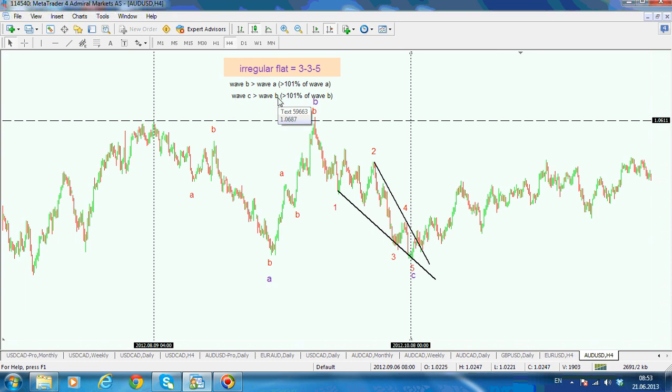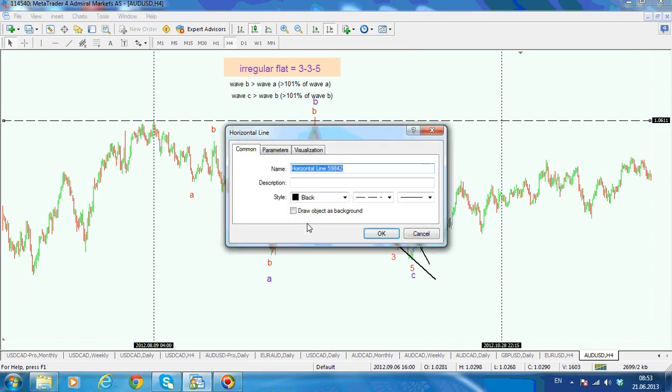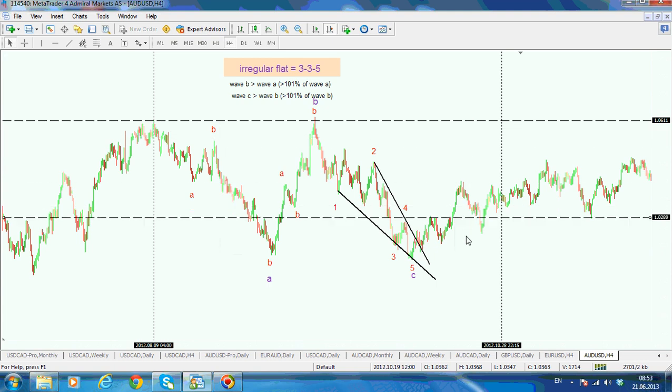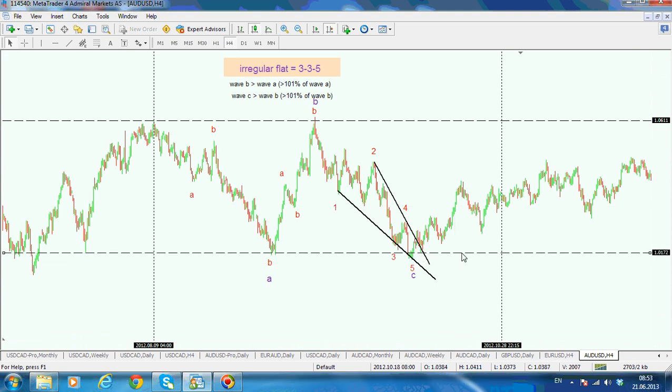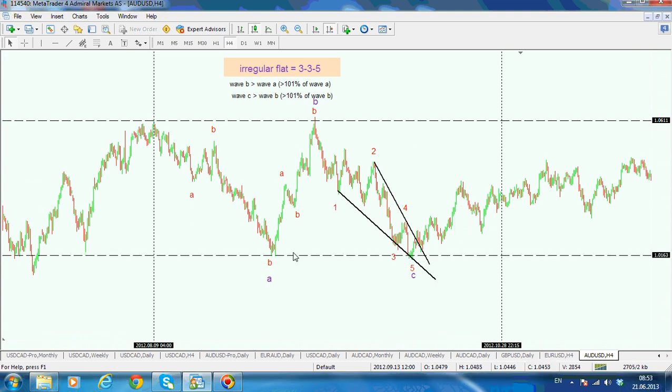Or in other words, it should be higher than 101% of wave B. So what we should do is take a horizontal line and put it at the end of the C wave, and as you can see, it is bigger than the previous B wave. So that makes the case that this is a nice irregular flat.